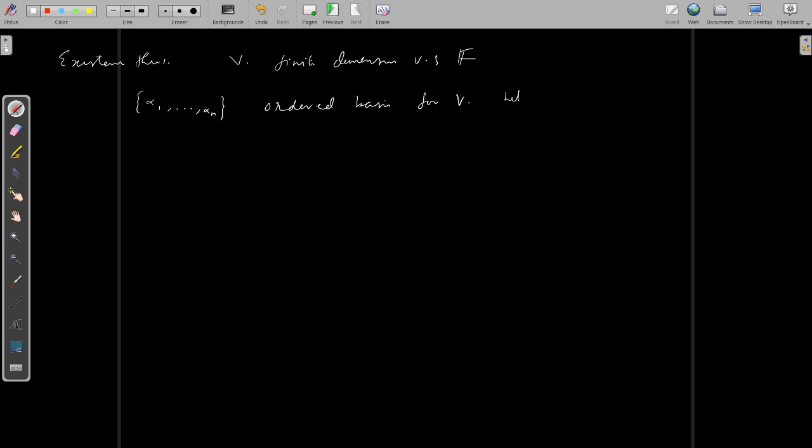And let W be another vector space over the same field F. We are not assuming that W is finite dimensional, but the crucial point is that V should be finite dimensional. And we have a set of vectors beta 1, beta 2, and so on.